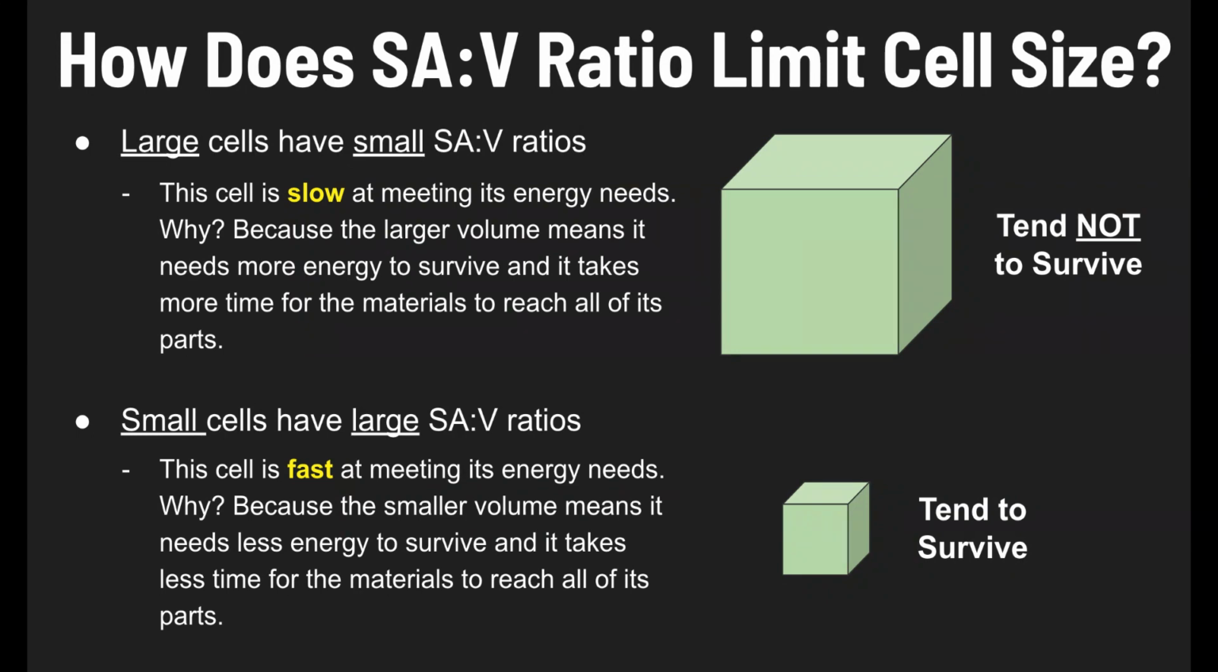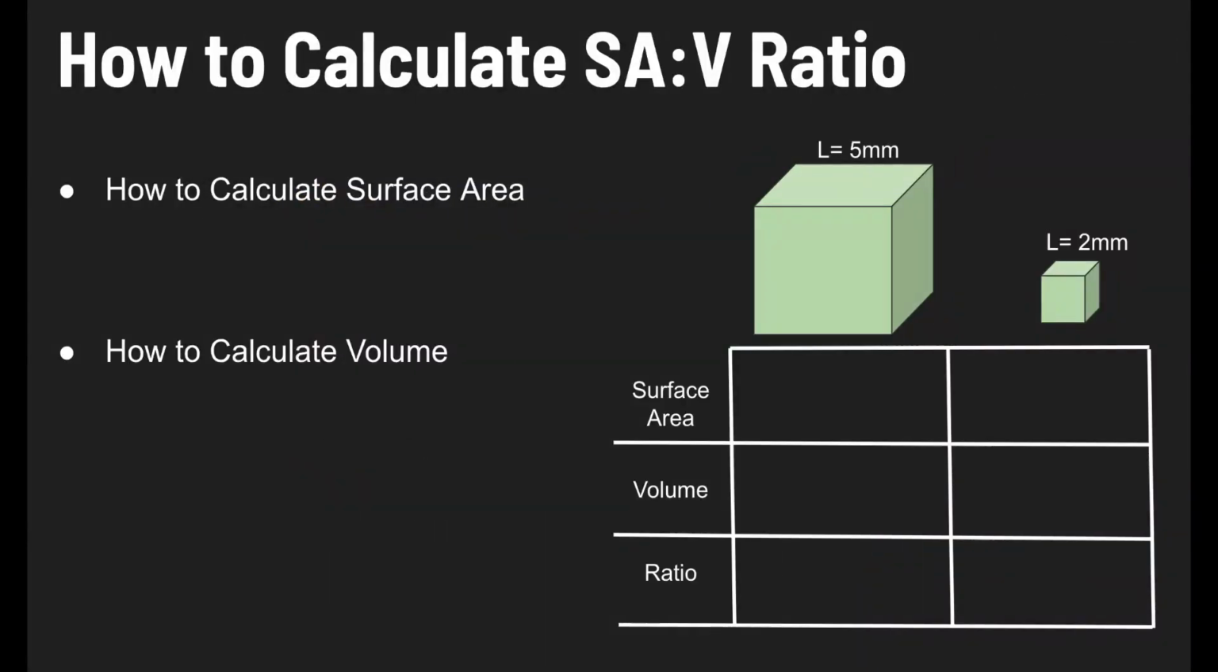So based on this slide, you can see that large cells are going to tend not to survive, but small cells do tend to survive. And it comes down to how fast or how slow they are at meeting their energy needs. But how fast or how slow they are at meeting those energy needs depends on their surface area to volume ratio. So how do you calculate the surface area to volume ratio for a cell?